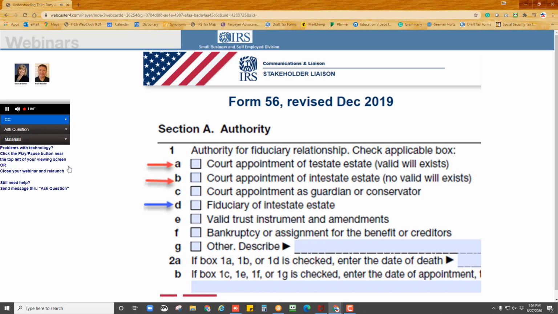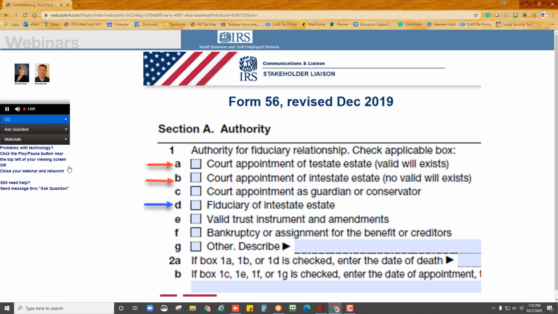She might use line 1B or she might use line 1D. So the niece would use line 1B, as in boy, if there was no will, but she went to court and the court assigned her to be the representative or the fiduciary for her aunt. The niece would use line 1D, as in dog, if there was no will, but she's the person who stepped up to be the fiduciary for her aunt.